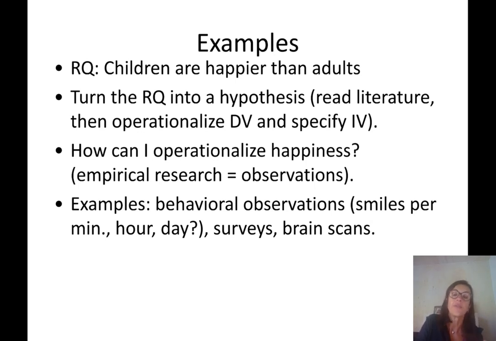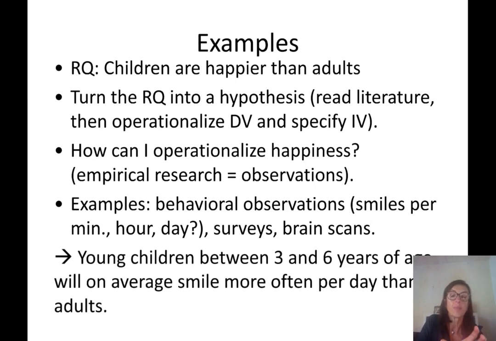So again, I have to operationalize, I have to be very specific, and then I can come up with a hypothesis like this: young children between 3 and 6 years of age will on average smile more often per day than adults. So maybe I set up a study like that based on previous research, and it's really true. On average, children smile 400 times a day, while adults only smile about 20 times a day. So if we measure happiness by the number of smiles per day, yes, we can say children on average are happier. And there are also theories on why that is.